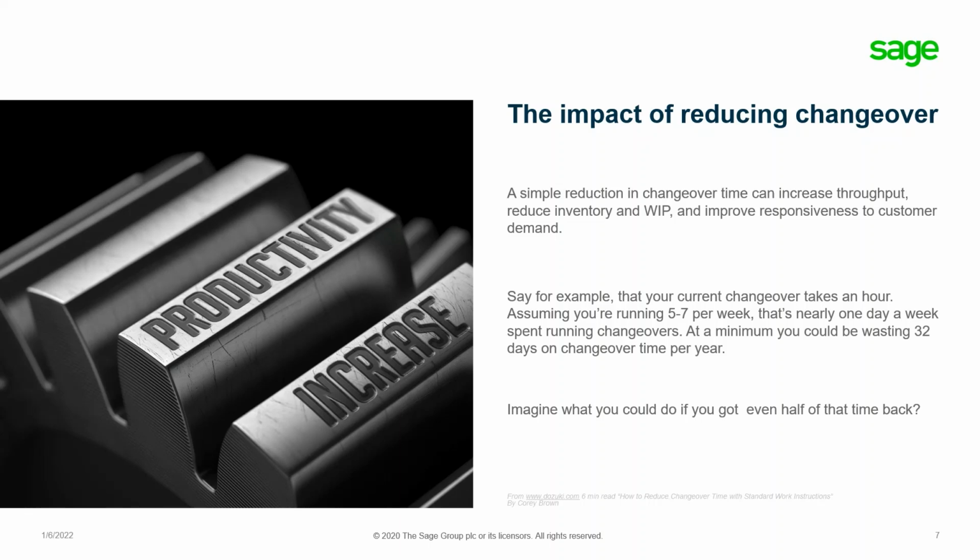Let's review a simple example. Say, for example, that your current changeover takes an hour. Assuming you're running 5 to 7 per week, that's nearly 1 day a week spent running changeovers. At a minimum, you could be wasting 32 days on changeover time per year. Imagine what you could do if you got even half of that back.